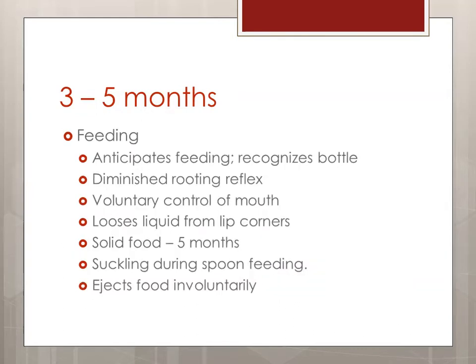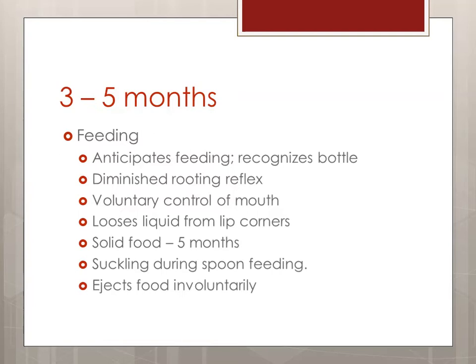In the areas of feeding for 3 to 5 months, they are going to anticipate feeding. They're going to recognize a bottle or recognize a breast and recognize that it's time to eat. There's going to be a diminished rooting reflex, and so this is the reflex that when they are stimulated on the side of their cheek, they turn the mouth towards that side. They're going to have voluntary control of the mouth. They're going to start losing liquid from the lip corners.